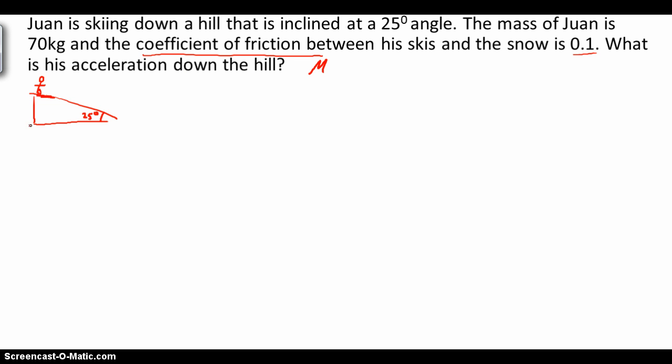Alright, so we look at this problem, and there's forces acting on Juan. So what are the forces? Here's our free body diagram. We've got gravity acts straight down. The normal force is perpendicular, or at right angles, to the surface. And our last force is the friction that's slowing him down.